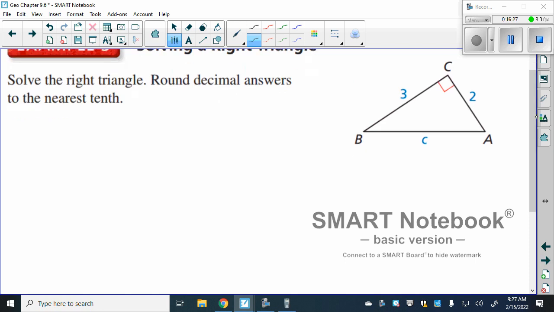Solve for the right triangle, round decimal answers to the nearest tenth. So, how many things are we finding? Because we do know the value of angle C. It's 90 degrees. Do we know the other two angles? Do I know all three sides? So, I'm solving for the value of C and for angles A and B.